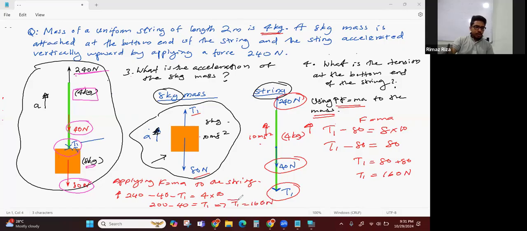So by applying it either to the mass or to the string, you can find the tension. So you get the same value, where tension is equal to 160 Newton. Is that clear, everyone?